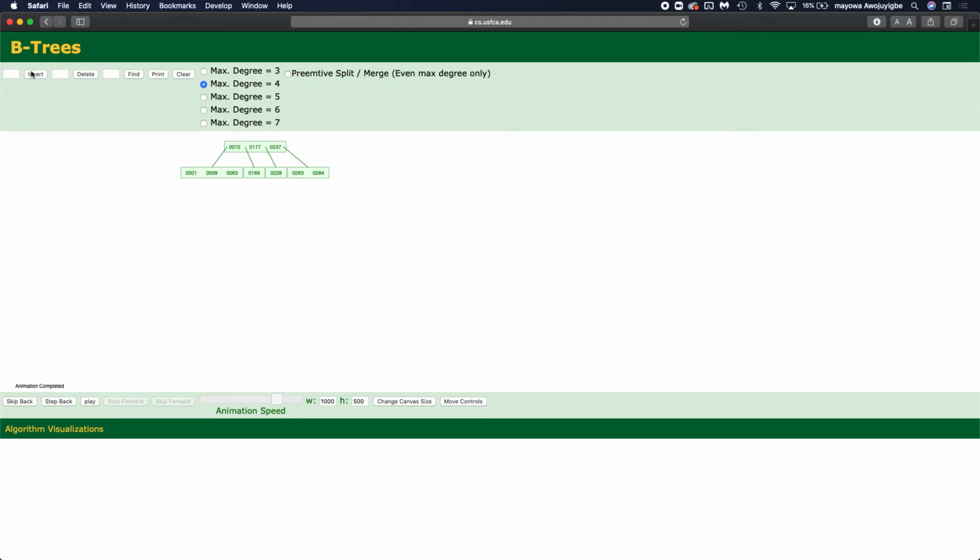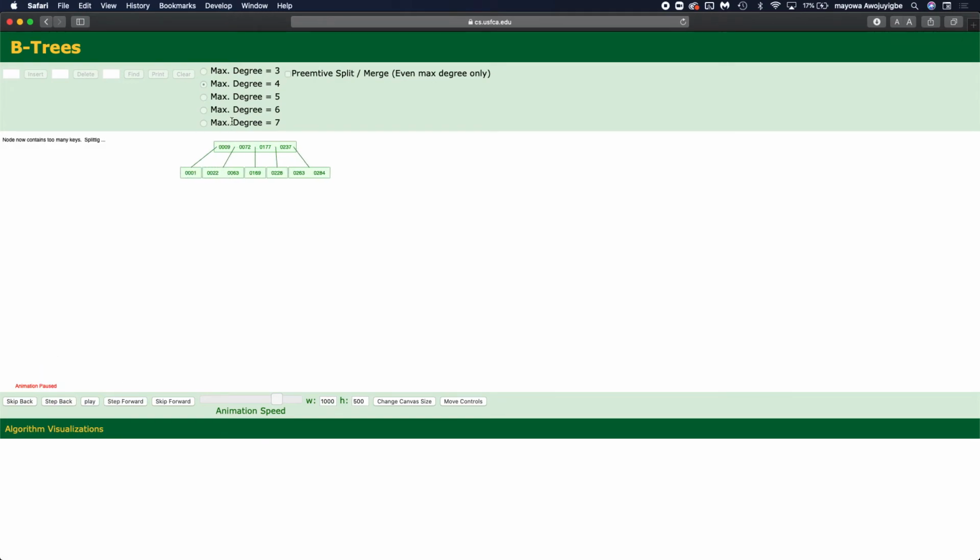Now let's put in 22. So we insert, step forward. 22 goes to the left because it's smaller than 72. It goes down. Step forward. What do we have to do? We have to split this node, because it's full. So we have to split it and put it down.